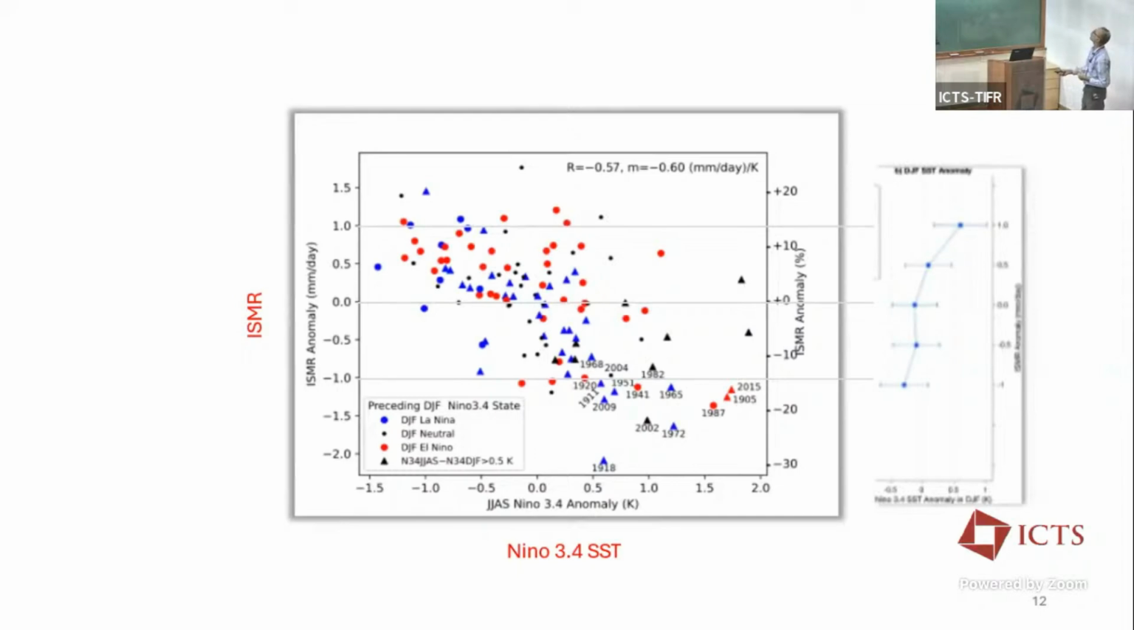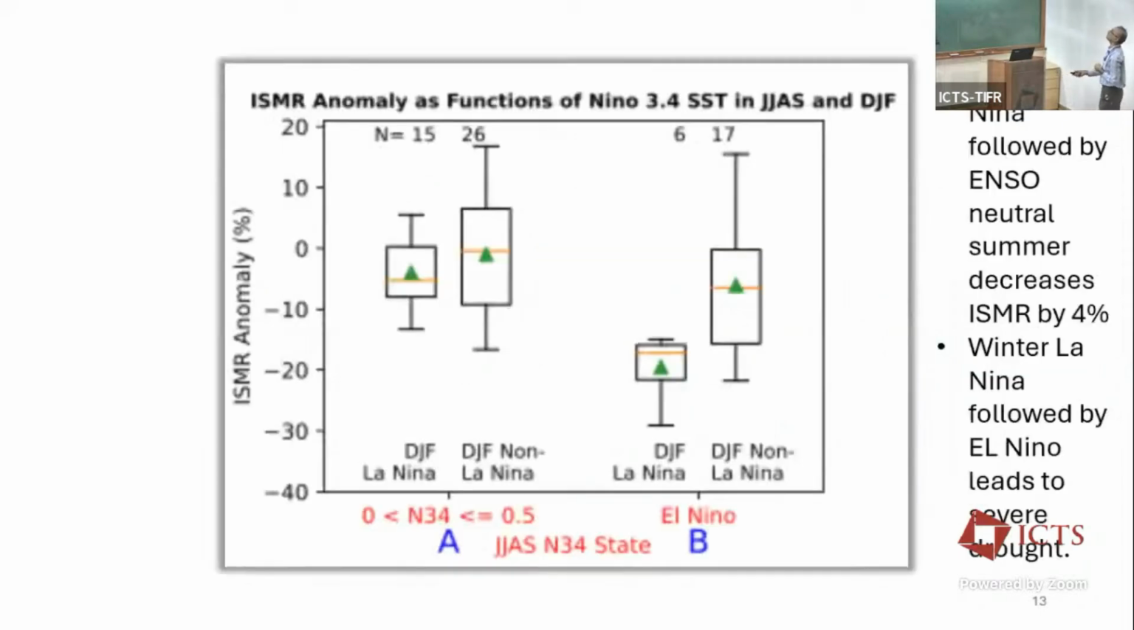or you are likely to have a stronger monsoon. Now, this is summarized here: the x-axis is the JJAS Nino 3.4 state. These two bars are for El Nino, and these two bars are neutral conditions, the current neutral condition. This is the current El Nino condition. The first set of box plots is for DJF La Nina conditions, this is DJF non-La Nina conditions, and again DJF La Nina conditions.